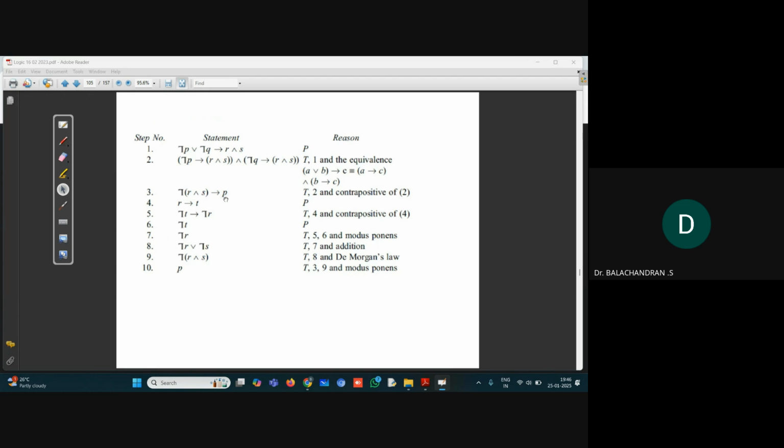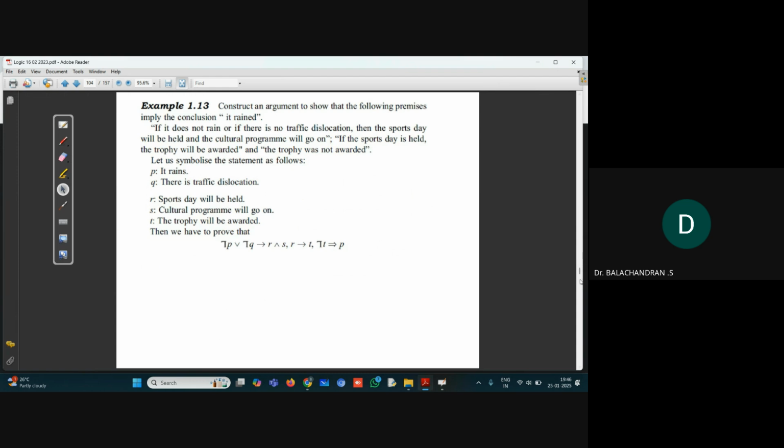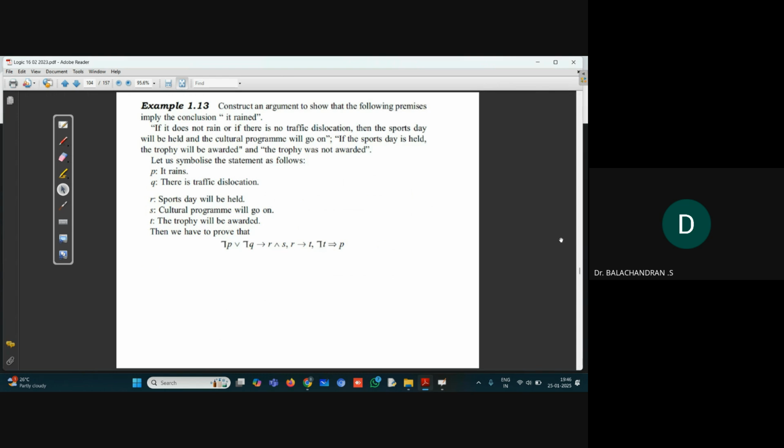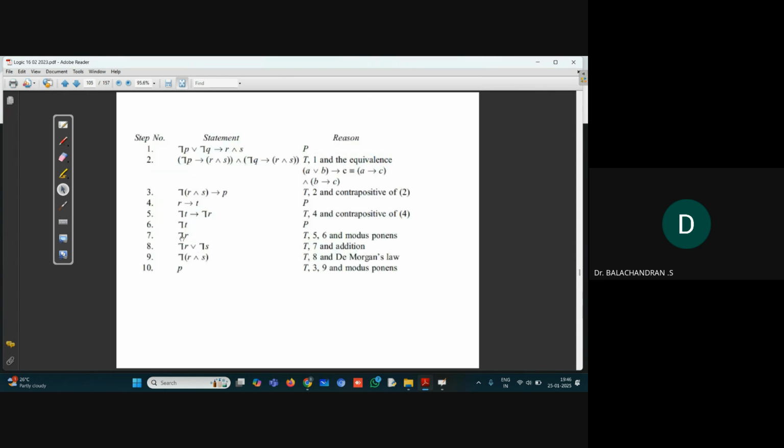Next, rule P. R implies T. You can check it. R implies T is one of the premises. So now apply contrapositive here. Negation T implies negation R. And then this is rule P. Negation T is also one of the premises. So now negation T, and negation T implies negation R, gives negation R.